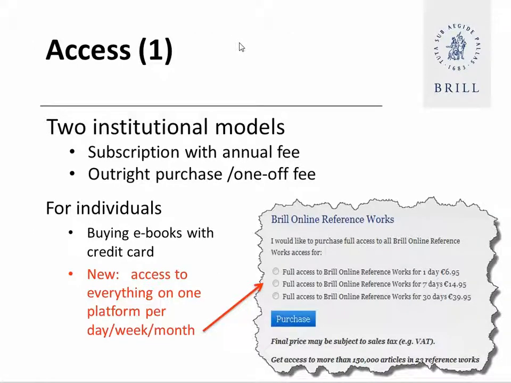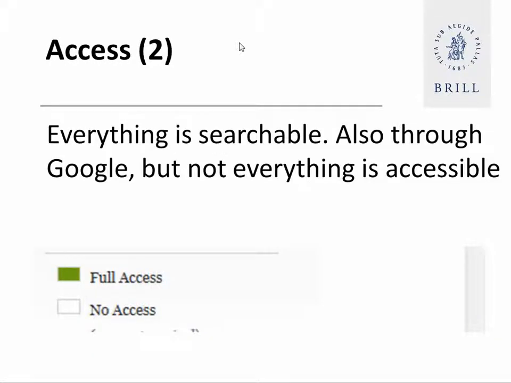There's 2 institutional models for our online material: a subscription with an annual fee, or an outright purchase with a one-off fee, and then the one who pays the fee is going to be the owner of the material. So in the first case, it's only a kind of lease where you have an annual installment fee, and with the outright purchase you become the owner of the material. There is also a new option that you have access to everything on one platform for 1 day, 1 week, or 1 month.